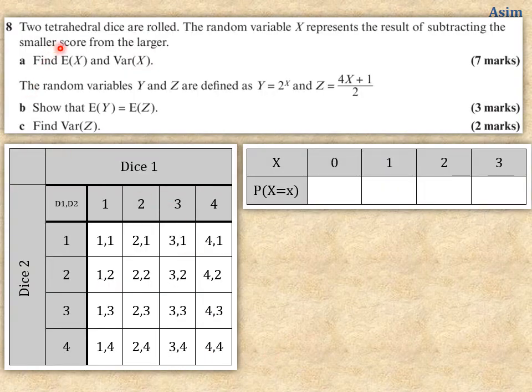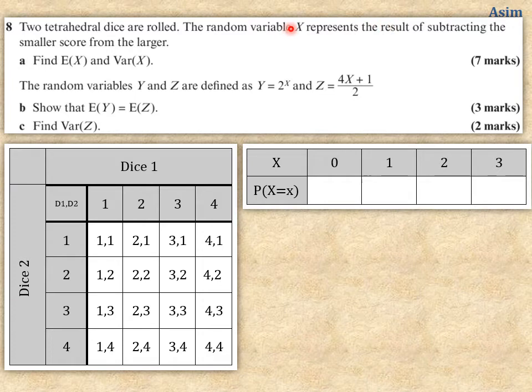Okay, 2 tetrahedral dice are rolled. We have done this in probability. This is the sample space of throwing 2 dice, tetrahedral, 4-sided, that's why you will see only one die: 1, 2, 3, 4, and for dice 2, outcomes are 1, 2, 3, 4.